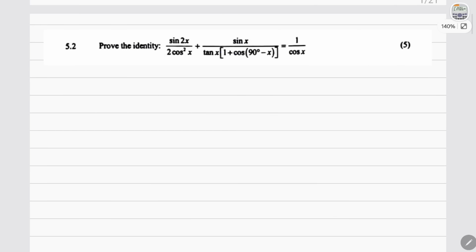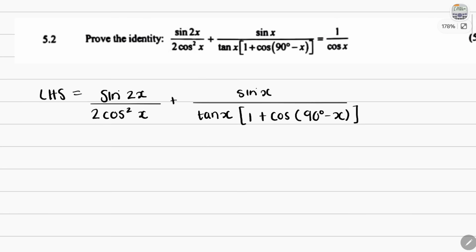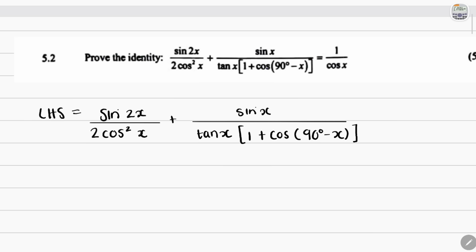Question 5.2 says we need to prove the identity. So they gave us this on the left-hand side, and it should be equal to this on the right-hand side. So I'm going to take the left-hand side and say it's equal to, and rewrite it first. We're trying to get it to look like 1 over cos x. Something I already noticed is it's a cos x, not 2x, so I'm definitely going to change that.